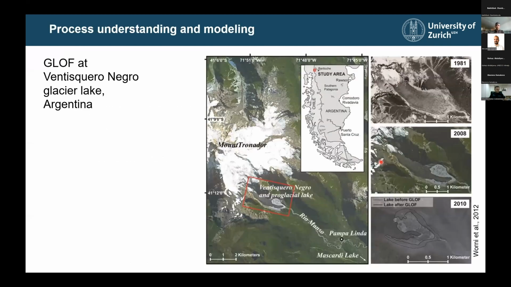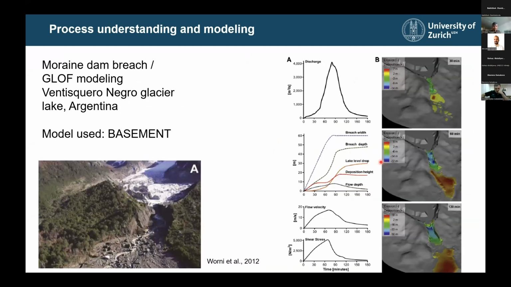Now I want to show you a few things, what can be done with numerical models, not only with RAMS. I also show applications with RAMS, but also with other models. For instance, here a case in Argentina, in Mount Tronador, a glacial lake that developed over the past decades and produced quite an important GLOF in 2009.